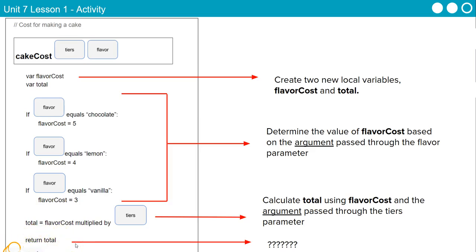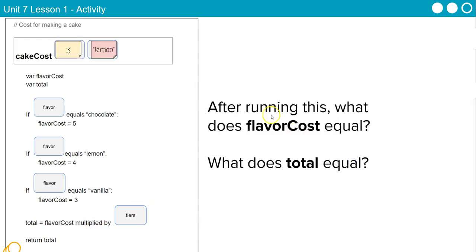And this is the second part of today's lesson, right? Beyond the parameters and arguments, we also need to talk about return. So what does return do? Right? So basically, after running this code, what does flavor cost equal and what does total equal? So I know my cost is going to be 4 because my value for flavor is lemon. So lemon equals chocolate is false. Lemon equals lemon is true, so flavor cost gets a value of 4.